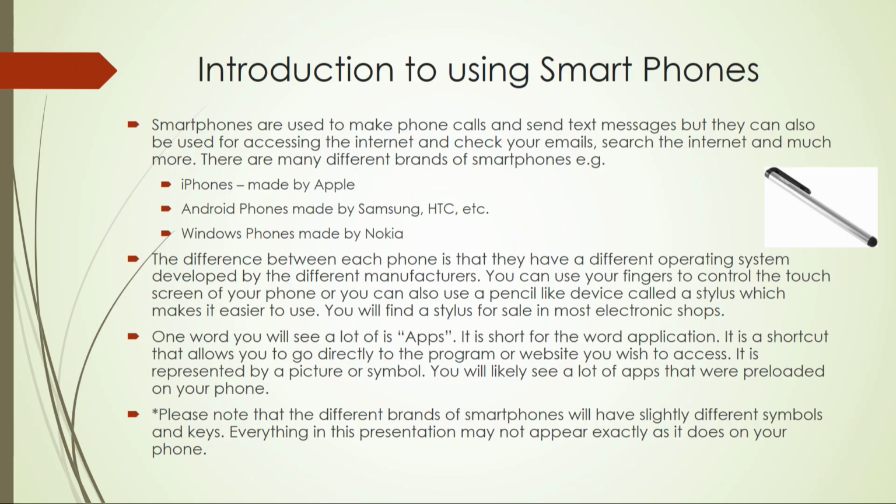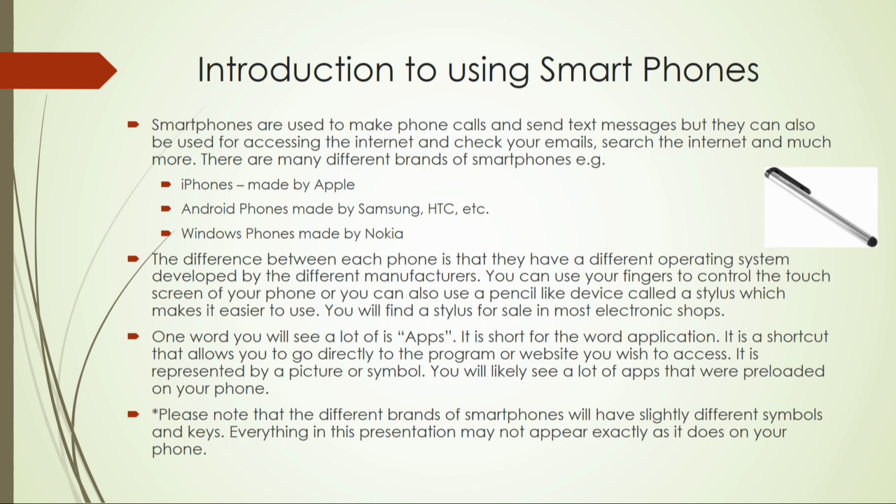You can use your finger to control the phone, or you can also buy something called a stylus that has a little rubber tip on it, and you can use that to navigate through your phone if there's something your finger doesn't work for. Stylus you can find at any electronic shop, Amazon, probably Target in the technology section.